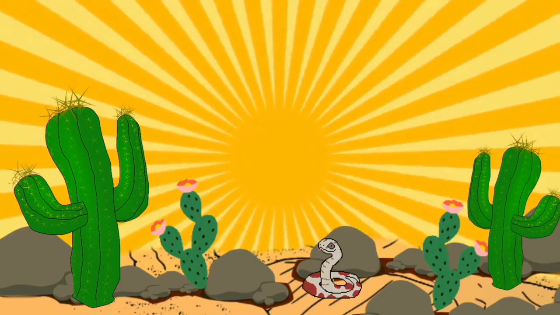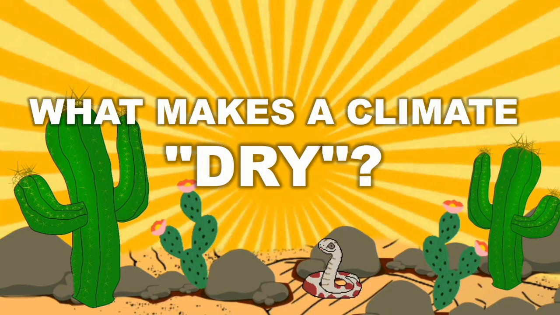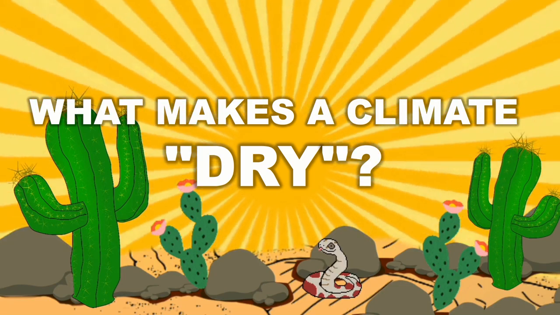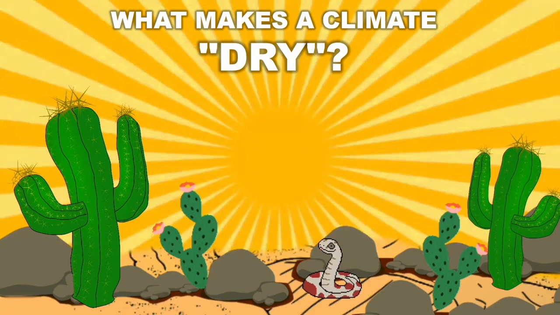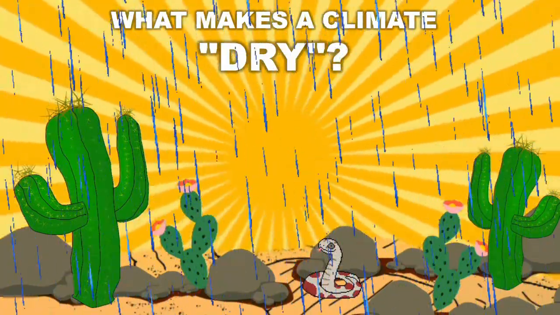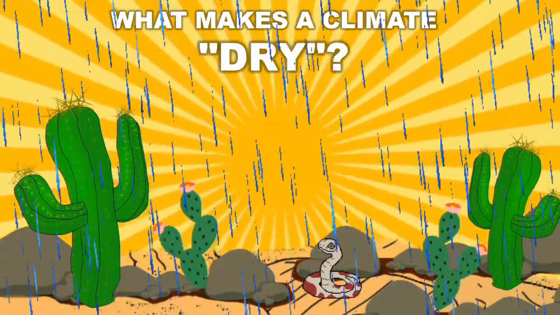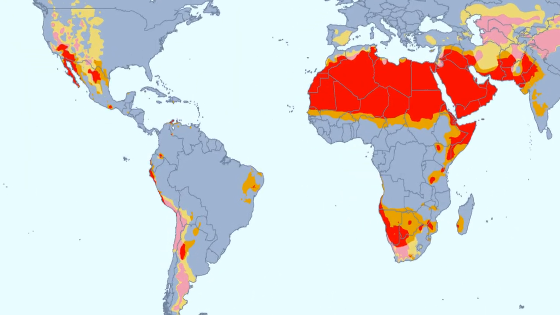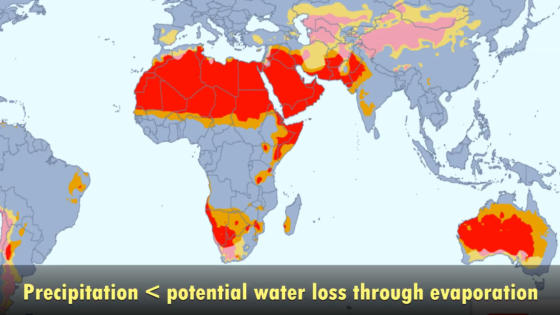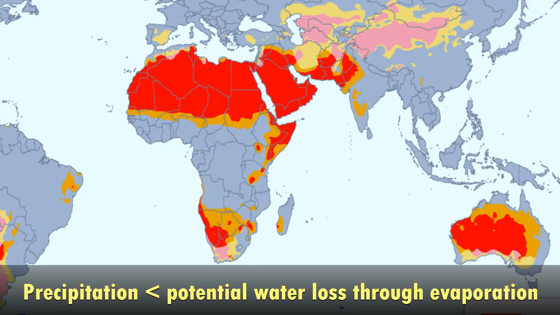So what makes a climate dry? Before we dive into the subtypes, let's clear up what actually makes a climate dry in Köppen's system. It's not just about low rainfall, but the relationship between water coming in through precipitation and water going out through evaporation. A Group B climate exists where yearly precipitation is less than potential water loss through evaporation.